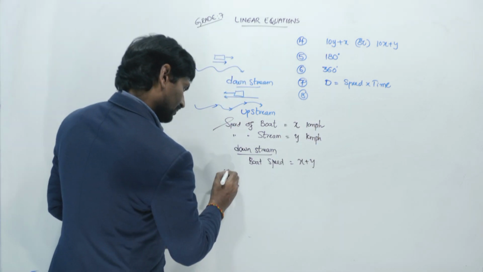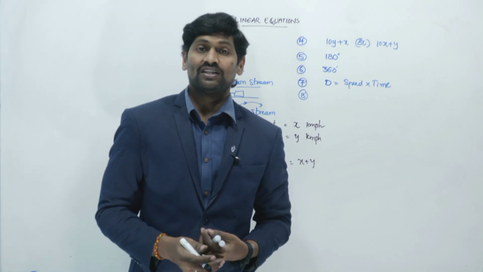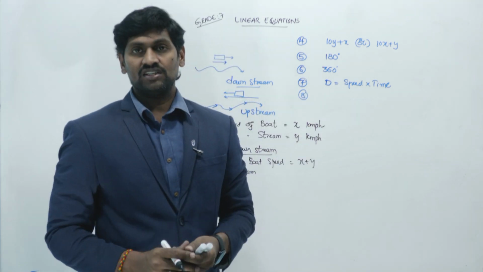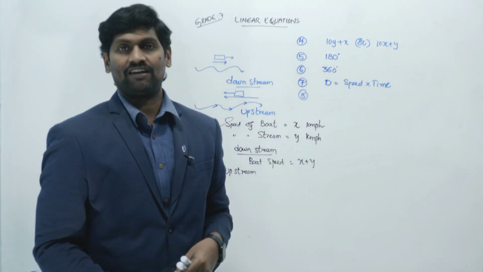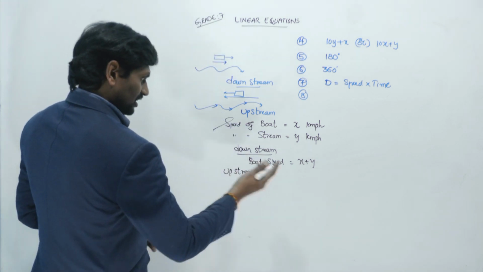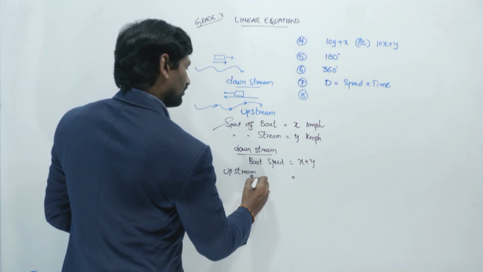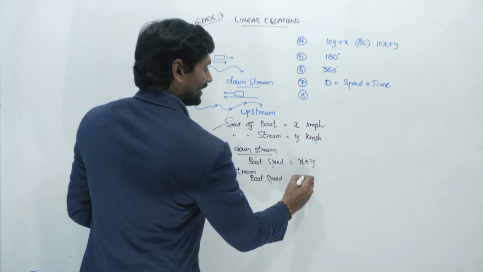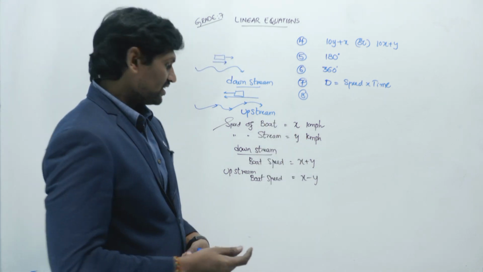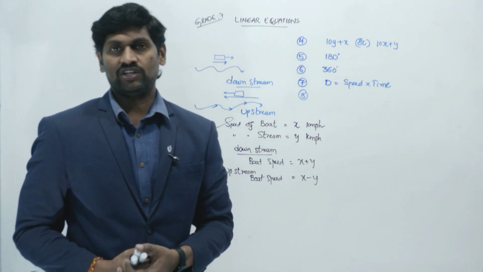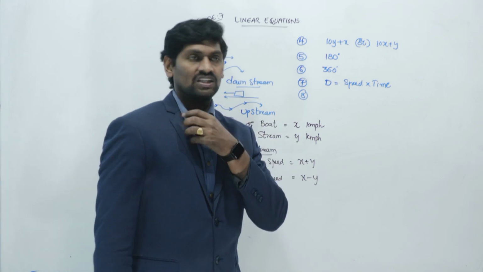But in upstream, while you are moving in the direction opposite to the water, the water tries to push us backwards. So you are traveling one way and the water force is applied in the opposite direction to your travel. That is a reverse situation, so in upstream, the boat speed equals x minus y. Downstream, the boat speed is x plus y, and upstream it is x minus y, where x is the speed of the boat and y is the speed of the stream, current, or water. You should remember this.